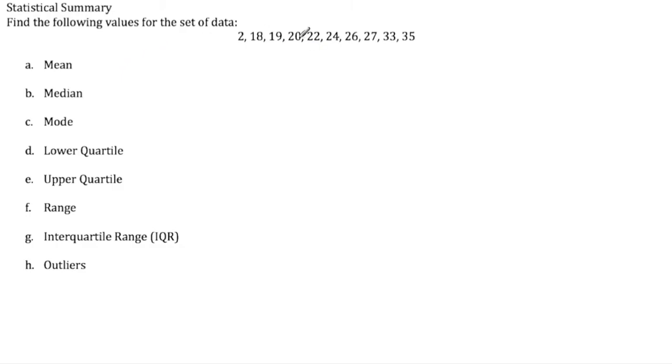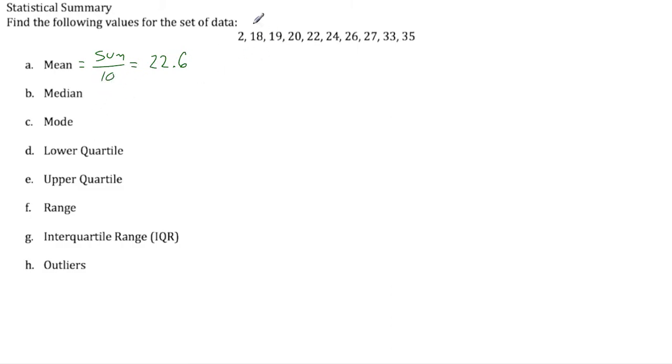All right, so here we have a nice little number set getting on with the statistics. We want to find the mean. Well, the mean is the average, so this is the sum divided by how many there are. So it's 1, 2, 3, 4, 5, 6, 7, 8, 9, 10, so 10 of those terms. So if I add these up, 2 plus 18 plus 19 plus 20 plus 22 plus 24 plus 26 plus 27 plus 33 plus 35, and if I divide that by 10, I'm going to get 22.6.